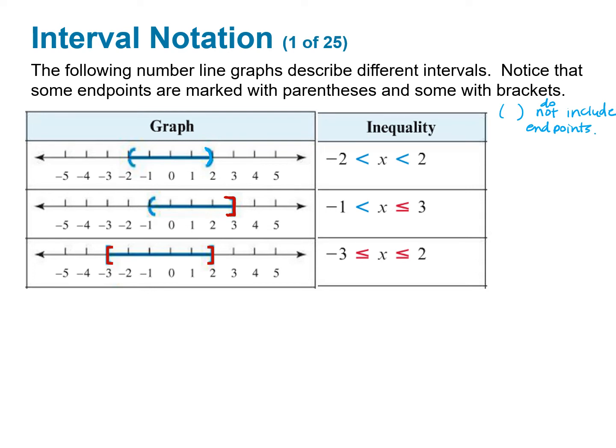You can notice here that we have less than or greater than symbols, less than or equal to, greater than or equal to. We'll introduce some of those later, but if it's strictly less than or greater than, then we're not going to include those endpoints. However, if they have the or equal to piece, then we will include it. So you'll use hard brackets when you have or equal to, and soft parentheses when you have strictly less than or strictly greater than.